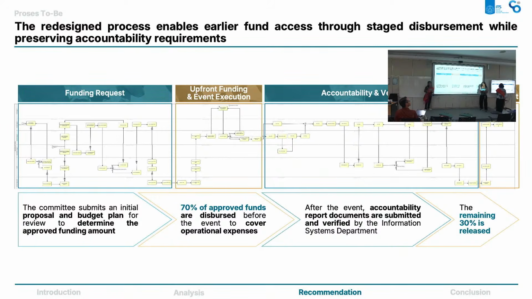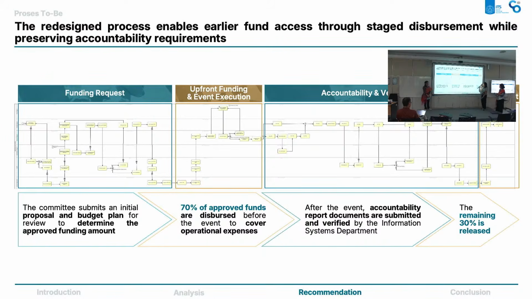Okay, so the design process consists of 4 key stages. First, the funding request, where the company submits a proposal and budget plan based on an approved budget range. Second, the upfront funding and event execution, where 70% of the approved budget is disbursed before the event begins, allowing operational expenses to be covered without relying entirely on operational funds.